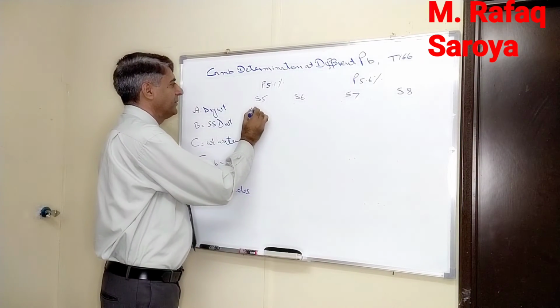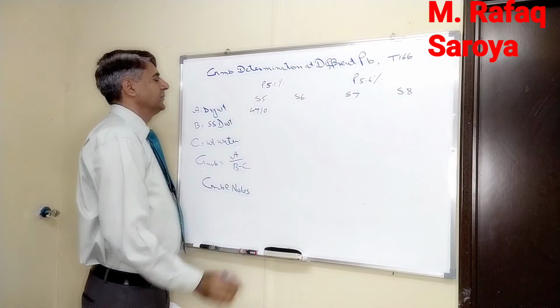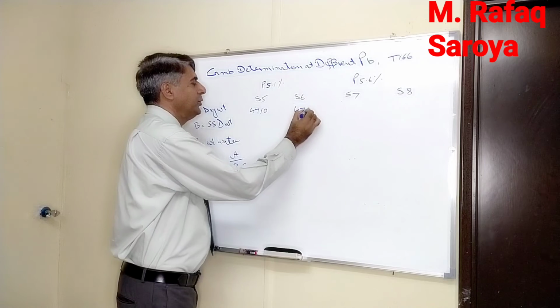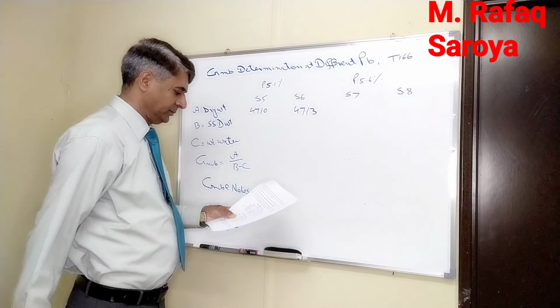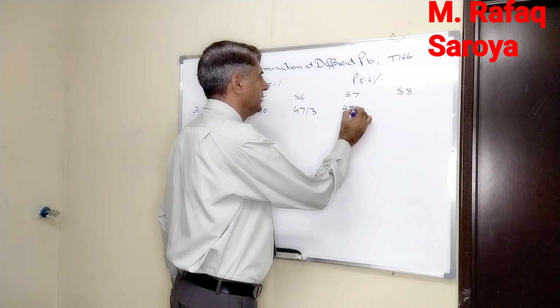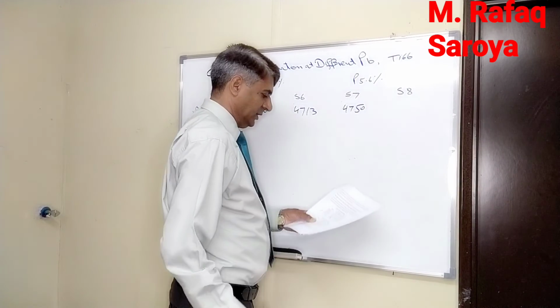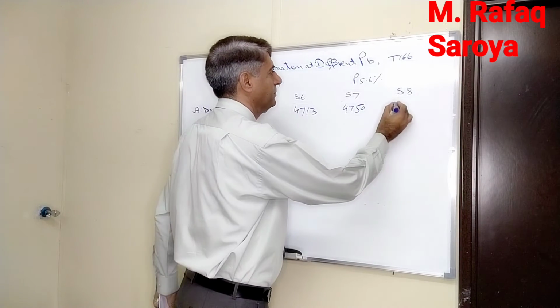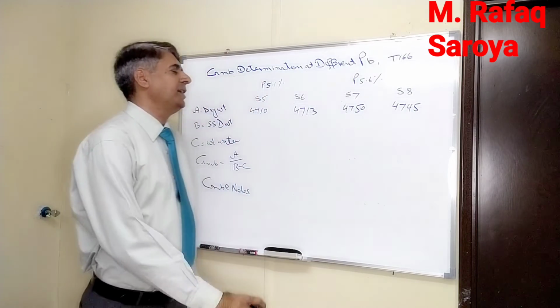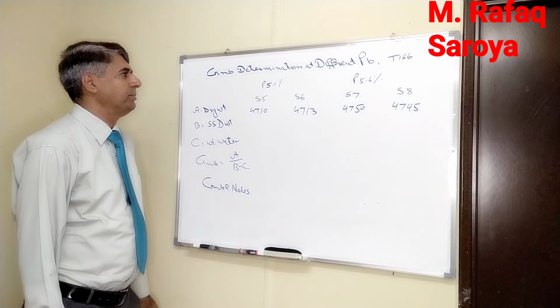Dry weight: 4710, 4713, 4750 and 4745. These are the weights of the samples when they are in the dry form.